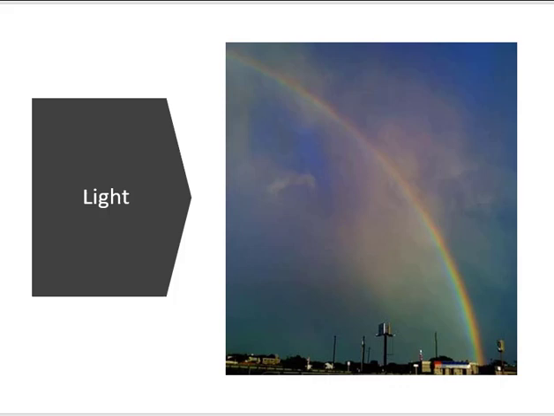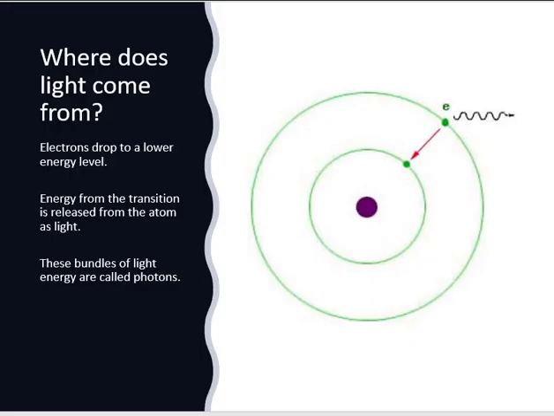We're going to talk a little bit about light, with the focus being mostly on sunlight. Starting off with where light comes from, on the atomic level you have electrons that are orbiting the nucleus. When an electron drops to a lower energy level, it loses energy, and that energy is emitted as a photon of light. That's what we call the little bundles of light energy.